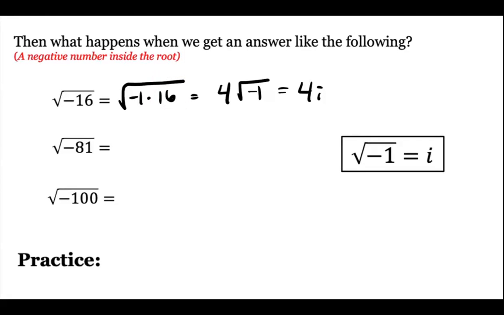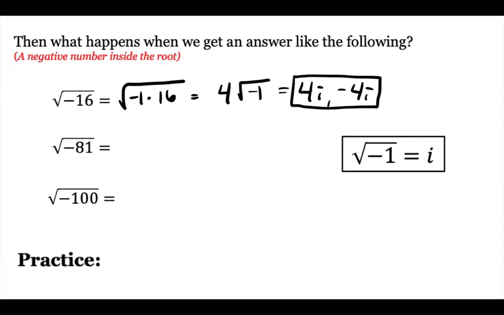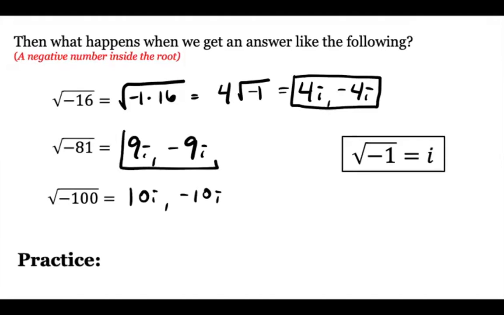What's the other answer that I forgot to write? Negative. So positive 4i or negative 4i? Both of those. So what would the next one be? 9i would be one answer. Negative 9i would be the second answer. How about negative 100? There you go.